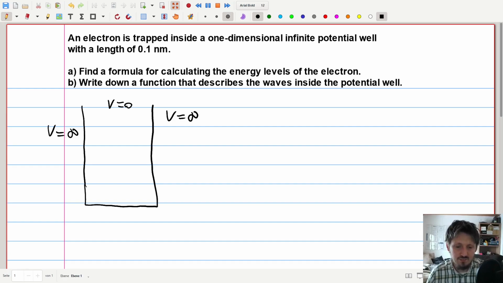Okay, so the next thing which we need is defining the direction of our x-axis, and this can be, for example, done in this direction. And we can say here x should be equal to 0. And here x should be equal to a, because the length, as I said before, of this potential well is 0.1 nanometer. So here in this case, this would be equal to our value a.